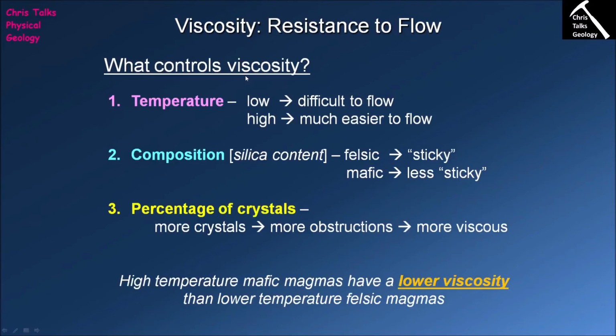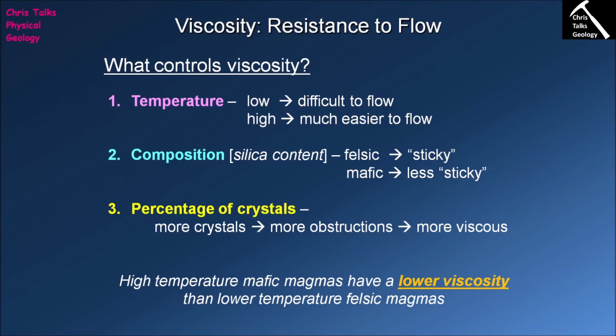So what are the factors that control viscosity when it comes to magmas? The first factor is the most straightforward one, temperature. Typically, the higher the temperature, the lower the viscosity. So this means that lower temperature magmas, like felsic magmas, will typically have a higher viscosity than magmas which are formed at a higher temperature, like a mafic magma, which will typically have a lower viscosity. So the higher the temperature of your magma, typically the lower the viscosity, and therefore the more easily it will flow.